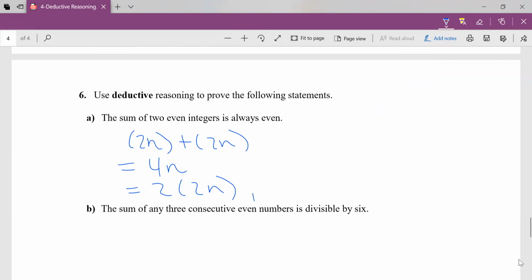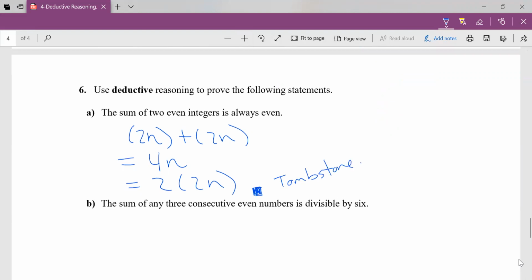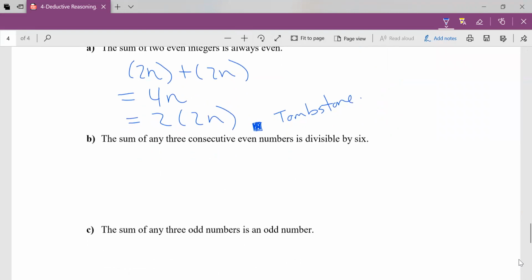And if you want to tell me that your proof is done, you put this little black box. It's called the tombstone, which sounds kind of creepy. It means I'm done. Maybe you want to make a sentence saying, because I could factor out a 2, it's even.